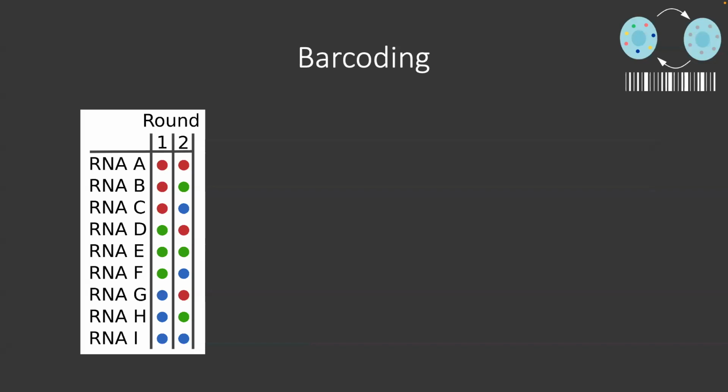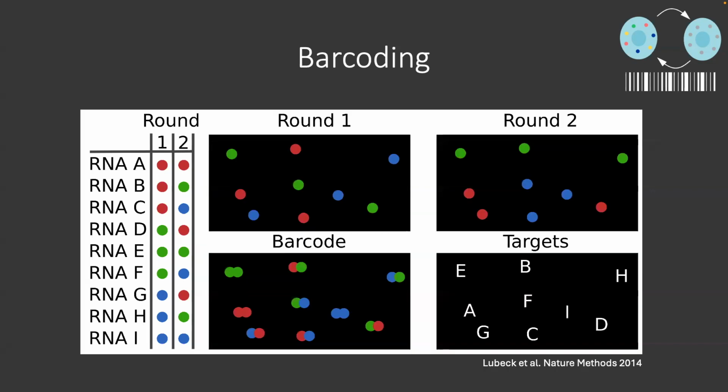So I made here an example where we used 3 different fluorophores in 2 different rounds to label 9 different transcripts from 9 different genes. This is what that would look like under a microscope. So we're going to hybridize in the first round all these different probes, and then we see all these dots. For instance, here we see 3 red dots, but at this point we don't know which gene they belong to. We know that they must come from RNA A, B, or C, but which of the 3 you don't know.